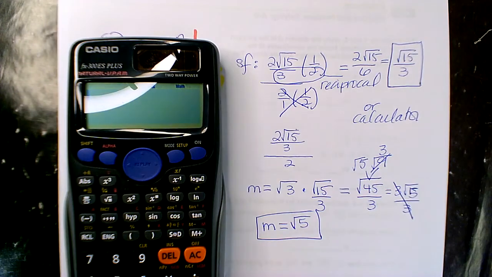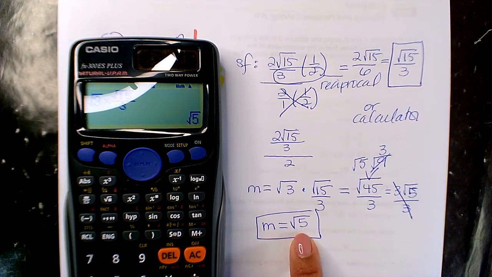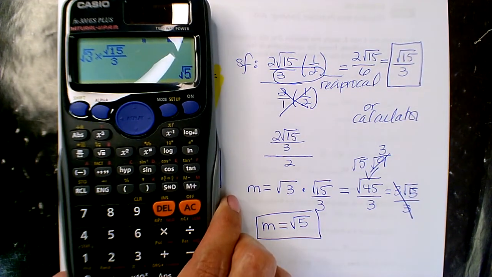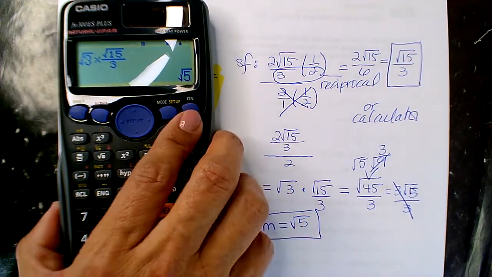Or go to a calculator. What is rad 3? Click out times fraction rad 15 down 3 equal rad 5. Oh, can't see. I don't ever look up. Okay. All right, so how'd I do that?